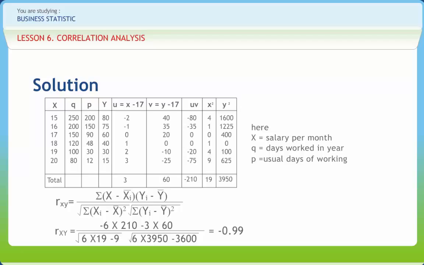Next, we have to calculate probable error. Put all values in the formula. Here, n equals 6, r equals minus 0.99. Therefore, probable error is 0.0055.